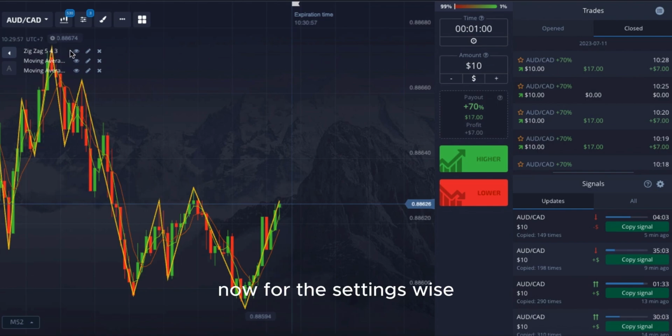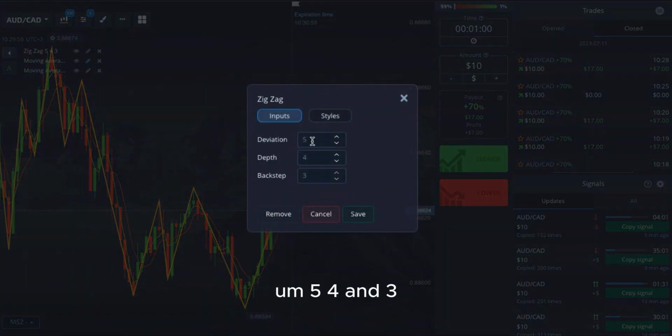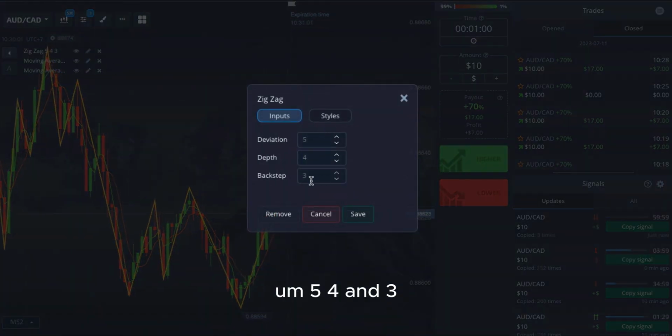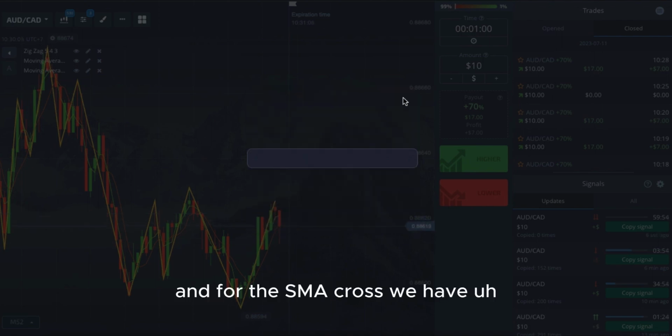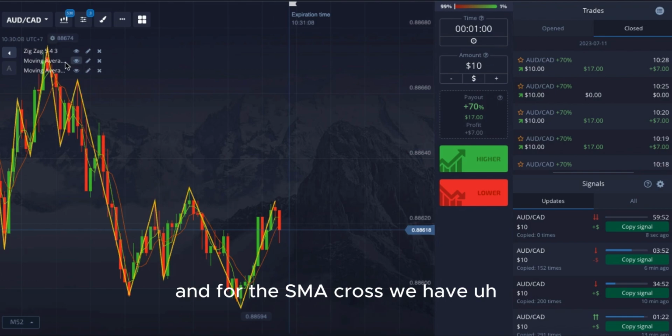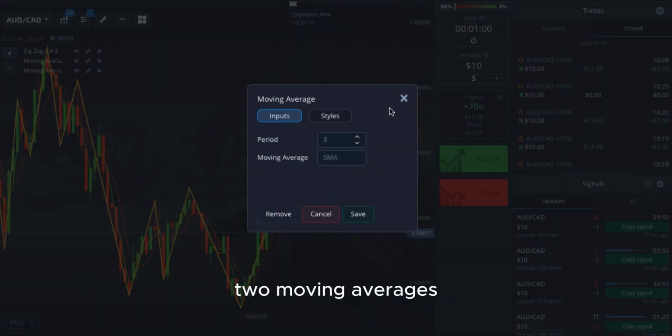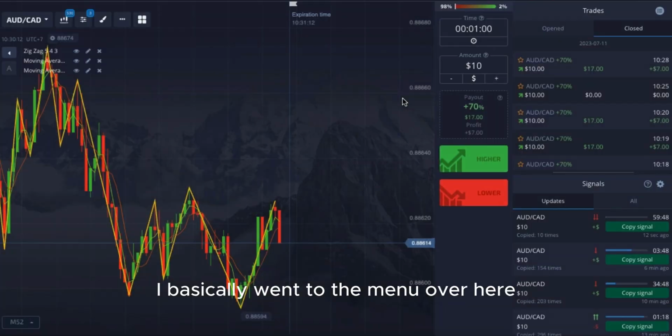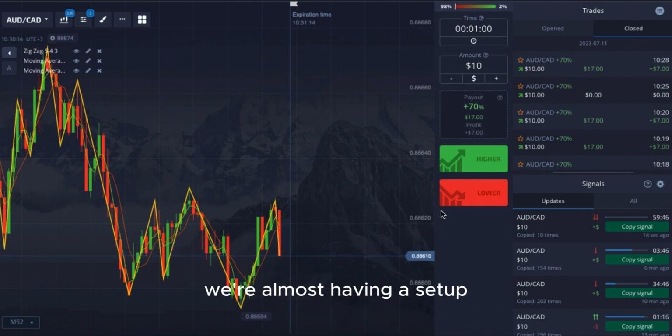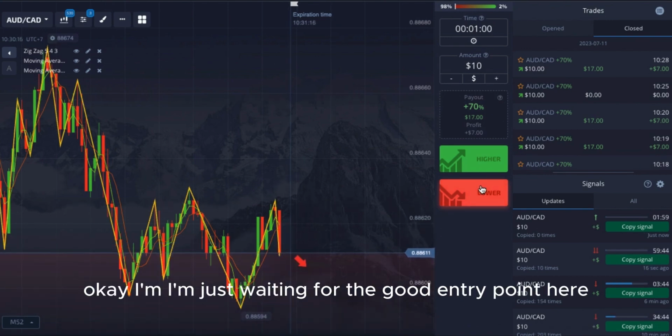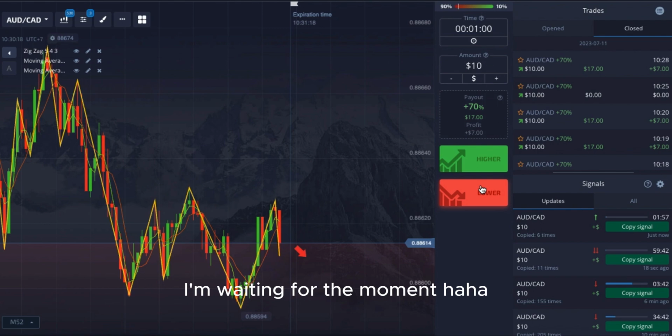Now for the settings wise, zigzag I use 5, 4, and 3. So deviation 5, depth 4, backstep 3. And for the SMA cross, we have two moving averages. I basically went to the menu over here. We're almost having a setup. Okay, I'm just waiting for the good entry point here. I'm waiting for the moment.